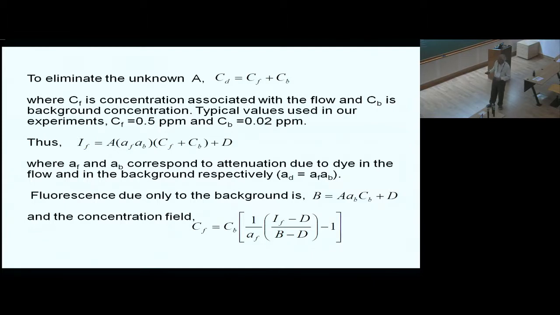What we did in our experiment was, in the background itself a small amount of dye was put, and in the fluid which we were trying to trace, a larger concentration of dye was put. Using these two concentrations we could eliminate those constants, and finally get the concentration of the flow field, not the tracer but the heavier fluid, by measuring the intensity of the flow at that point.